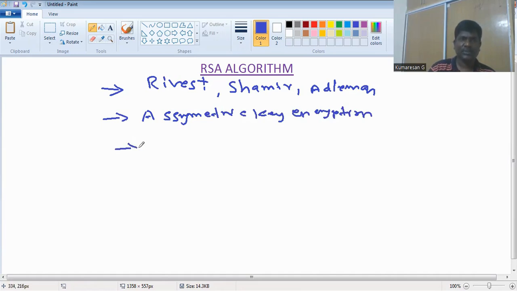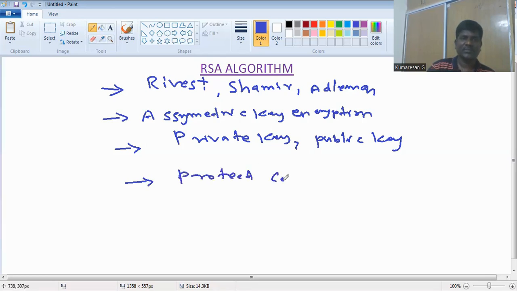There are two keys used. We use a different key for encryption and decryption, and we call them the private key and the public key. This is the basic information about the RSA algorithm. Why are we using these algorithms? In order to protect confidential information. This is the reason we are using the RSA cryptographic algorithm.